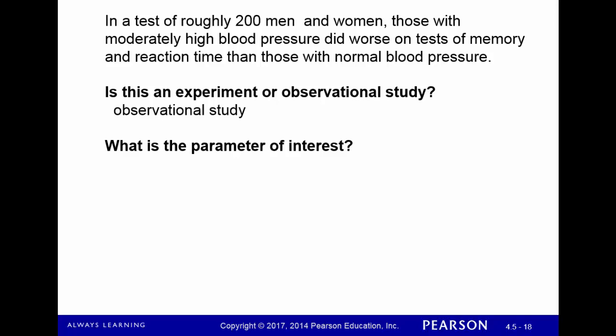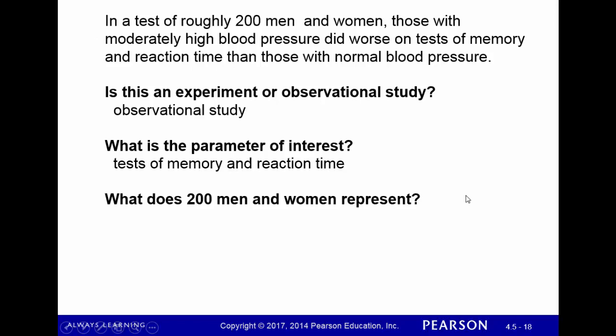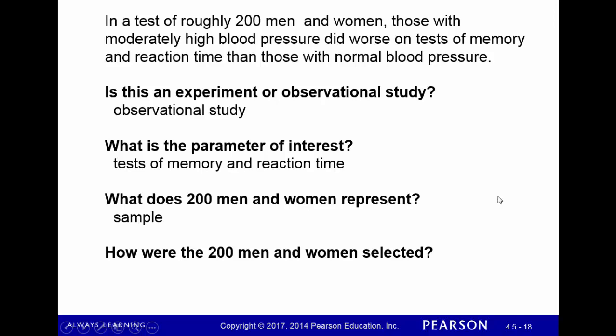What is the parameter of interest? We're looking at those tests of memory and reaction time. The 200 men and women represent what? It represents the sample. And how were they selected? It does not tell us in this particular situation. It didn't tell us how they selected those 200 men and women.